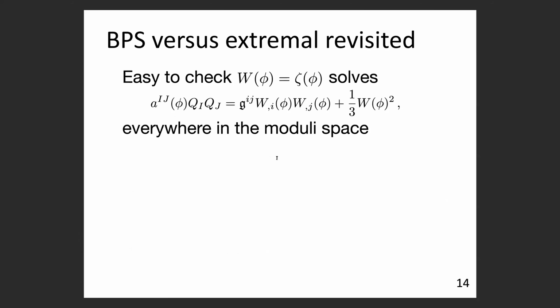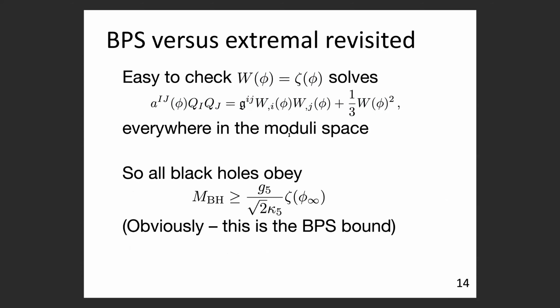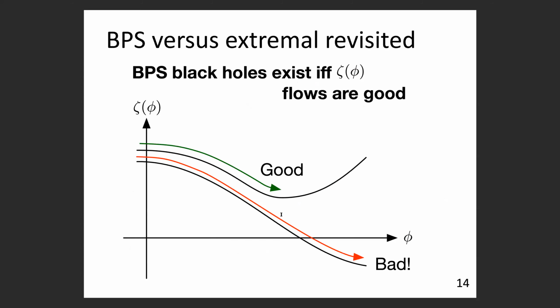Okay, so let's compare this to what we know about BPS states. It's easy to check, first of all, that if I put W equal to the central charge, then I solve this PDE. So that's good. I solve it everywhere in the moduli space, so that means that this bound is true, right? Just like I said, for any W that's defined everywhere in the moduli space. But this is obvious, this is just the BPS bound, right? So I haven't got any new information yet.